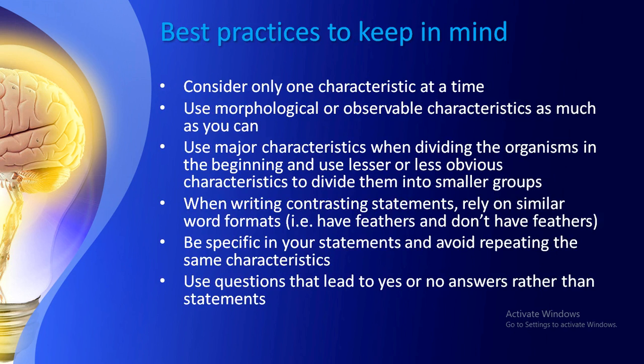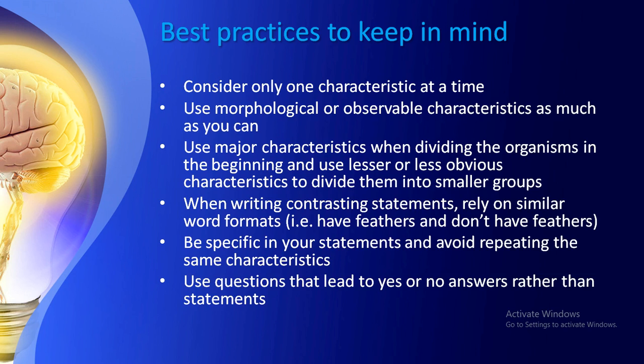Best practices to keep in mind while drawing a dichotomous key. Number 1, consider only one characteristic at a time. Number 2, use morphological or observable characteristics as much as you can. Morphological or observable characteristic means the physical characteristics which can be seen with the naked eye, which you can observe in that organism. Number 3, use major characteristics when dividing the organism in the beginning, and use lesser or less obvious characteristics to divide them into smaller groups. As I told you before, move from general to specific characters.